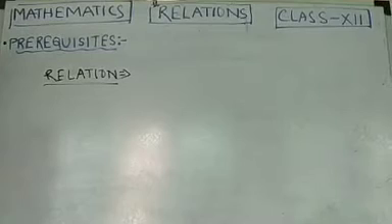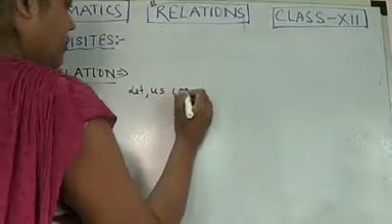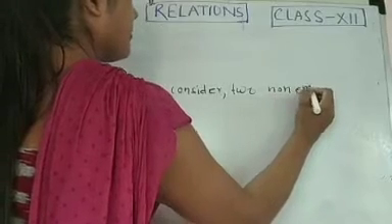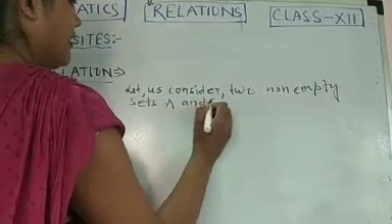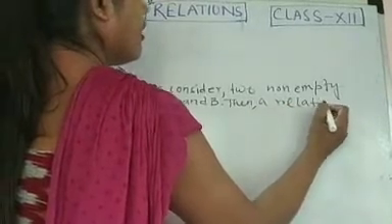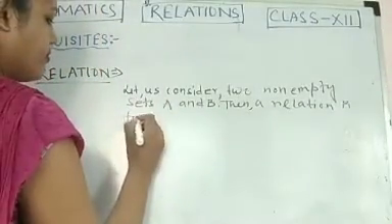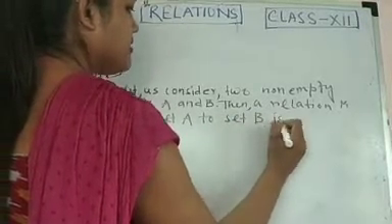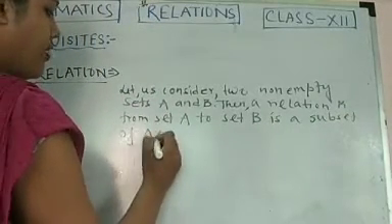Now the definition of a relation. Suppose we consider two non-empty sets A and B. Then a relation R from set A to set B is a subset of A cross B.